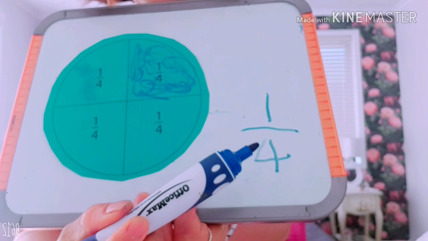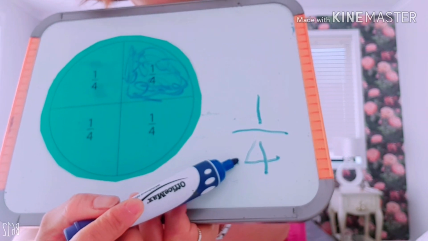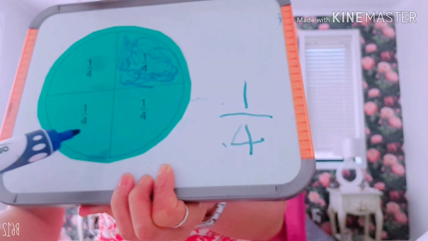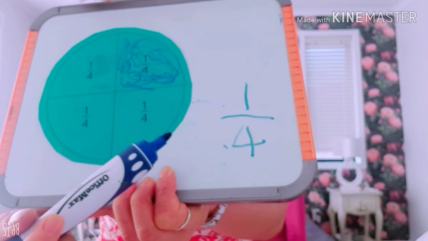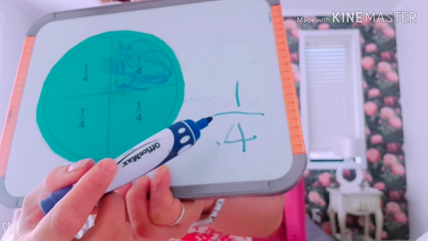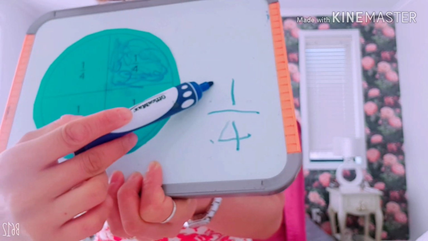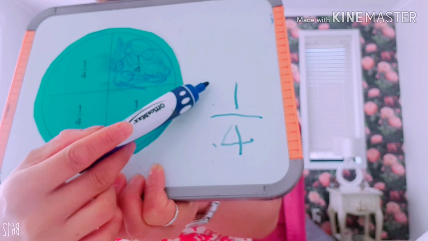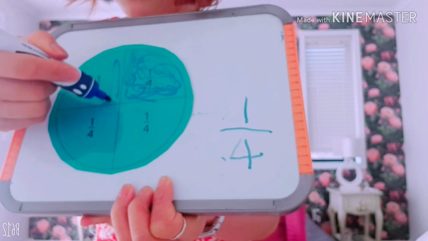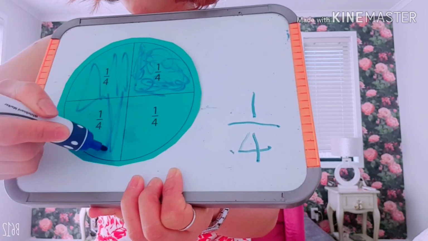Okay, so who can tell me, what do we call this at the bottom? Which tells me how many equal parts there are in the whole circle. So that's denominator, and this one at the top is numerator. Okay, so what if I do this? Whoa.